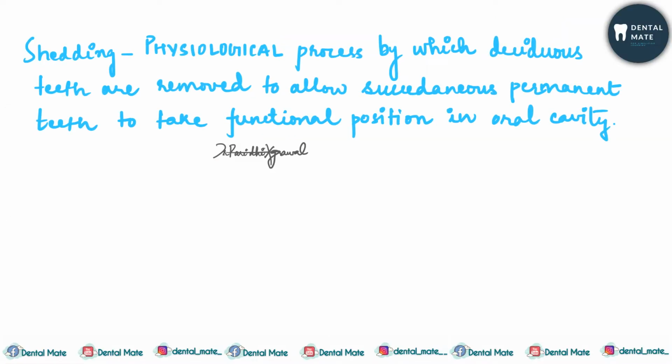So what is shedding? It is a physiological process by which the deciduous teeth are removed to allow the succedaneous permanent teeth to take the functional position in the oral cavity.